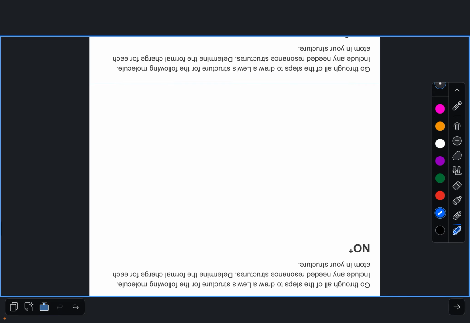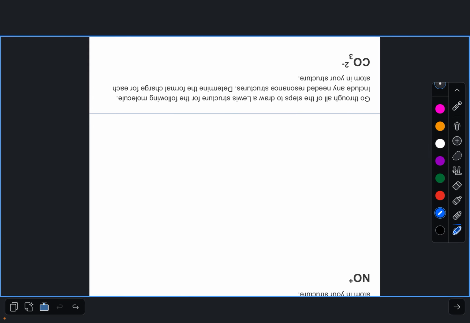We're going to do NO+ and CO3 2-. So big difference here is that there's a charge. So these are polyatomic ions, meaning multiple atoms, but they've either lost or gained electrons. So the way we're going to approach this is if you have a positive charge, that means you've lost an electron. So we're going to remove an electron, one of the valence electrons. We're going to remove it, and we're specifically going to remove it from the least electronegative atom.